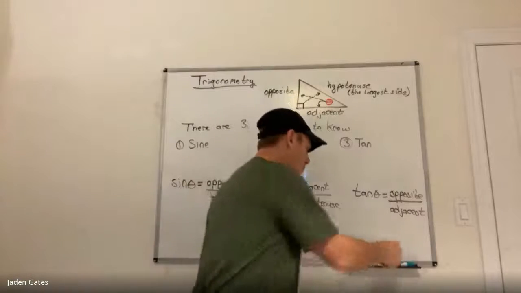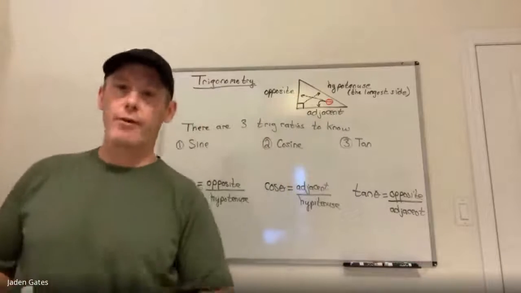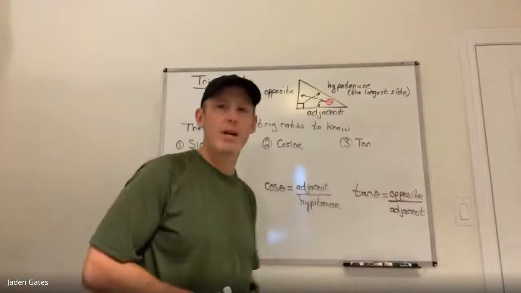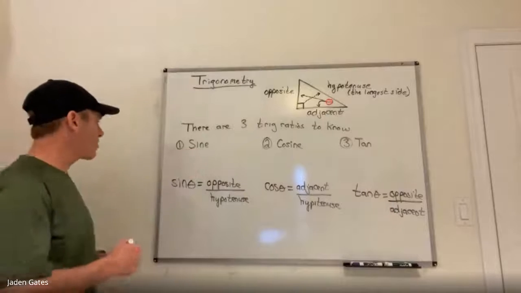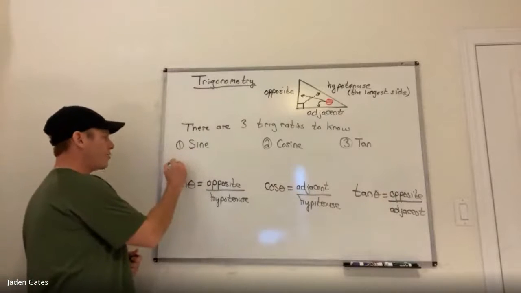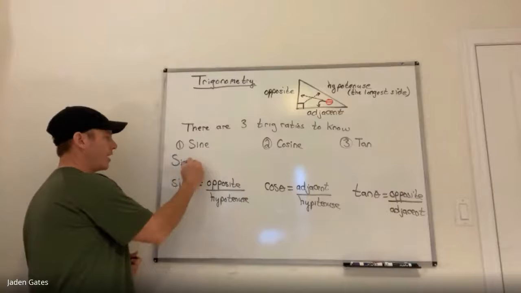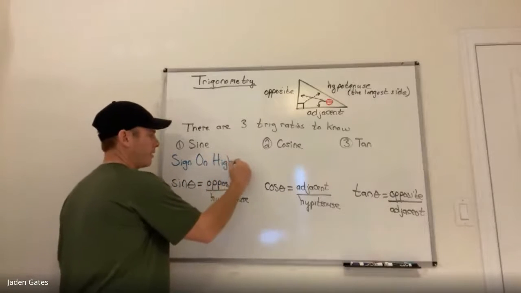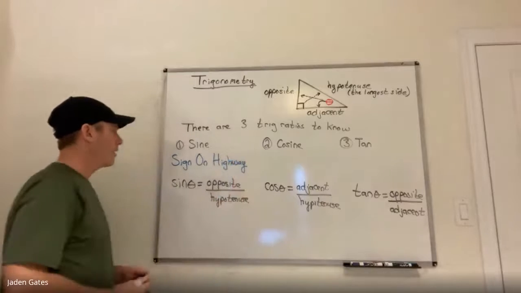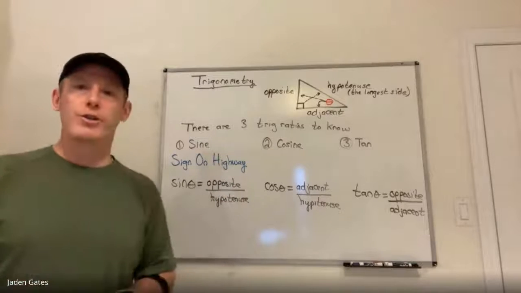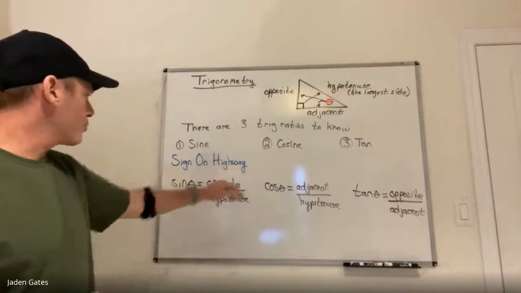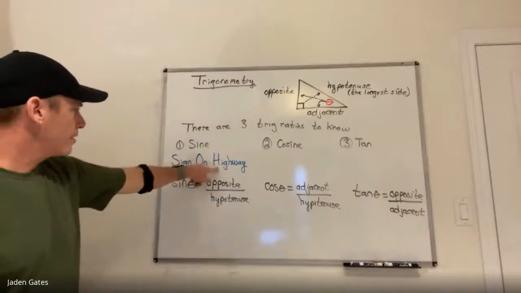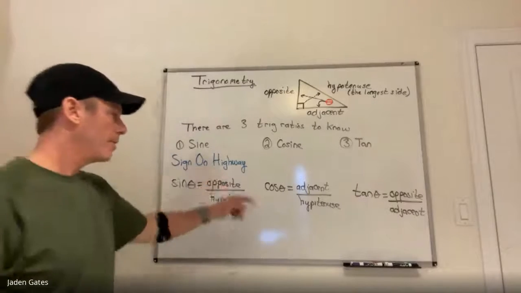Here's how I remember them really quickly: I have three different phrases that allow me to remember these three ratios. The first one is for the sine ratio, in which I use the phrase sine on highway, where I look at the first letter of each of those words. The sine ratio is the opposite divided by the hypotenuse.